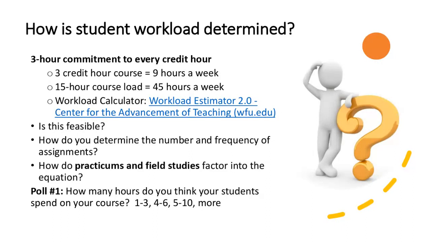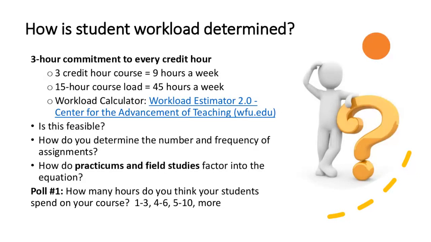On the average, a student may take a 15-hour course load. That means that it's expected that the student who's taking that 15-hour course load would dedicate at least 45 hours a week to those classes. Okay, is that feasible? Let's think about that. How do you determine a workload, or how do you determine what assignments you're going to give students, or how many assignments, or what type of assignments?